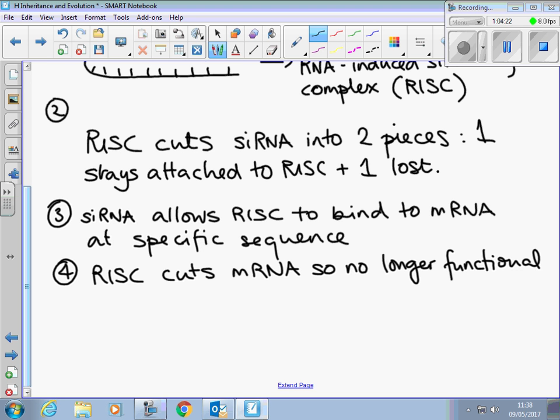But you've still got the big yellow blob, which is the RISC protein, and a single strand of the siRNA attached to it. That single strand of siRNA then allows the whole complex to bind to a piece of messenger RNA, the red thing. It chops it in half, and then you've got bits left, so it stops it from being used over and over again. So you see, this is another control of gene expression. It stops you having messenger RNA that you don't need anymore.